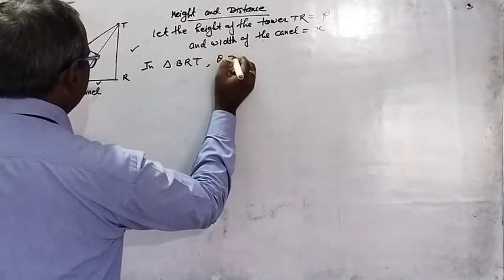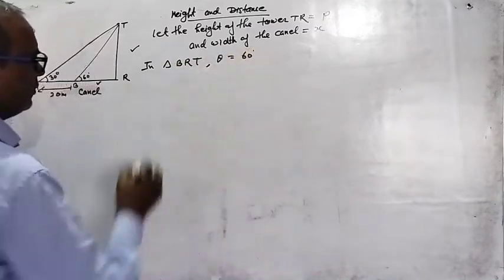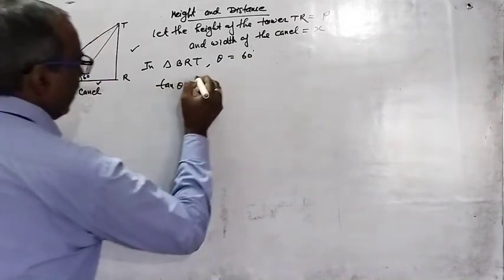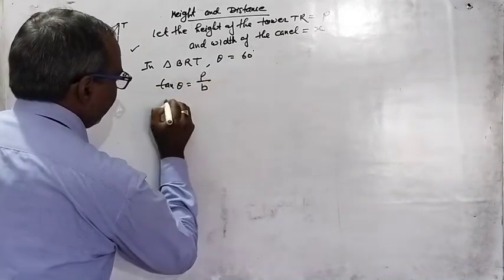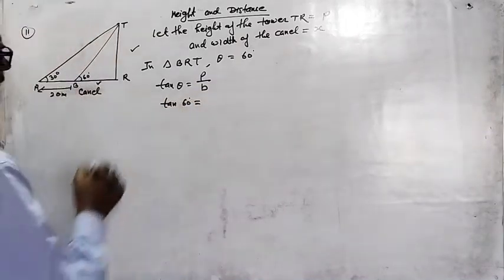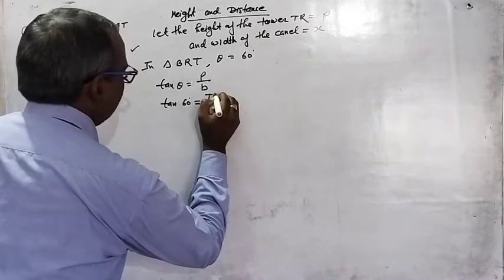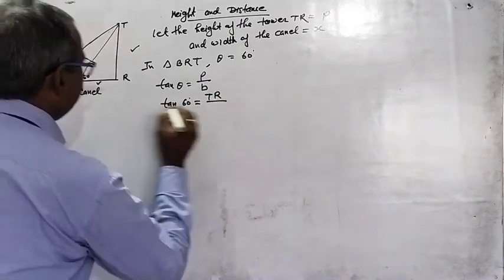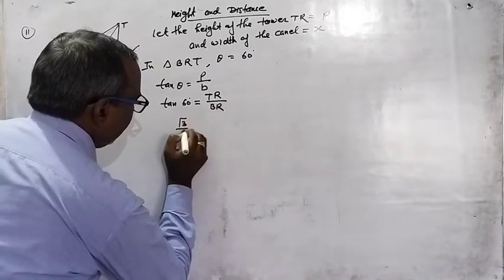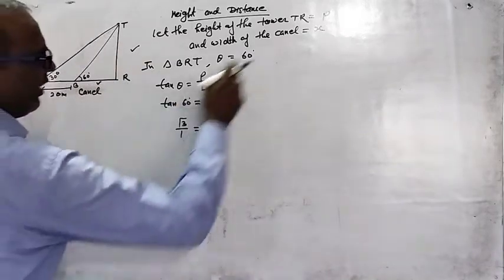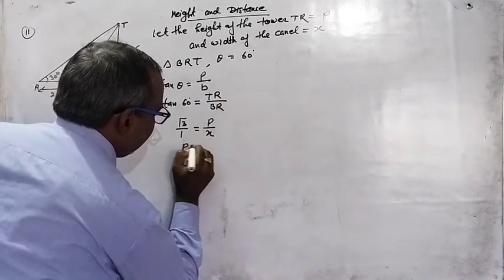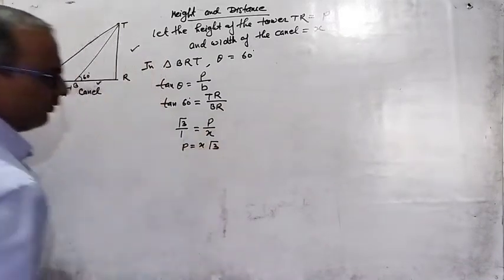So at first see in triangle BRT, here theta equal to 60 degree, taking tan theta equal to perpendicular by base. Here tan 60 equal to root 3 by 1, perpendicular TR is P and base BR is X, so P equal to X root 3.